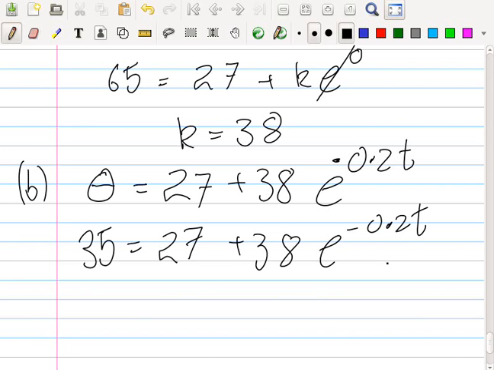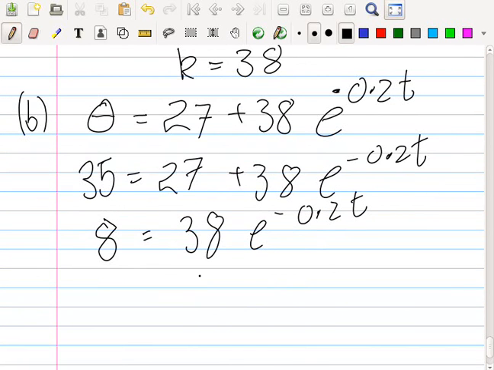Right, so really you're just looking for the t here. So what should I do first? Bring the 27 over. 35 minus 27? 8. Equals 38 e power minus 0.2 t. Okay. Now what do I do next? Divide by 38. So what's 8 divided by 38? Give it to me as a decimal. 0.21. Now, how can I cancel that e there?